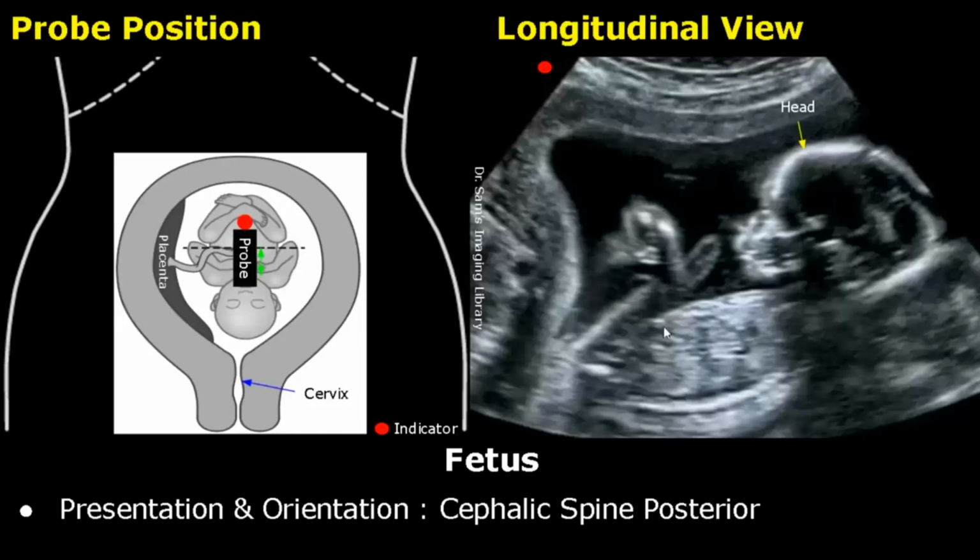This is a cephalic presentation in which the head is directed towards the cervix. When the fetus is in this presentation, the head will be seen in the right side of the image and the feet will be found in the left side of the image. The spine faces the posterior aspect of the uterus, so it is a posterior spine and will be seen down here. We can also get a mid-sagittal profile here. It gives us great detail of fetal anatomy.